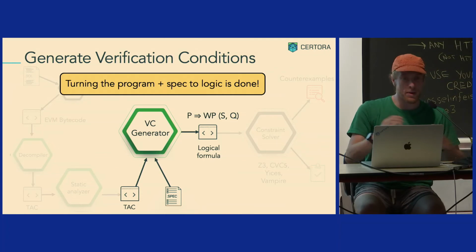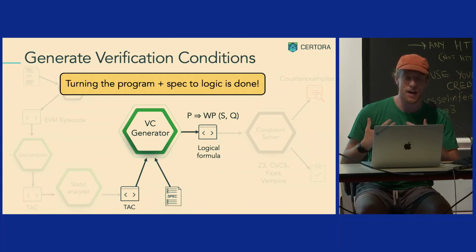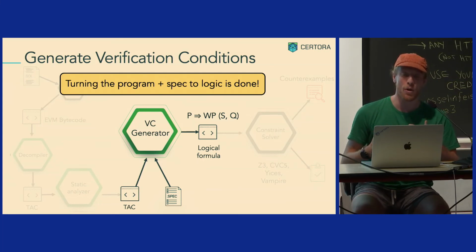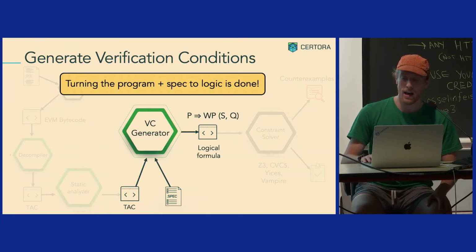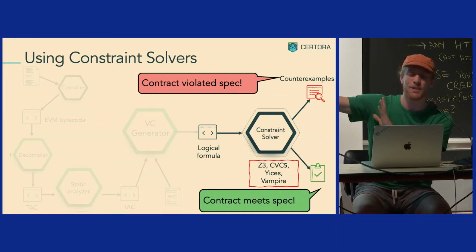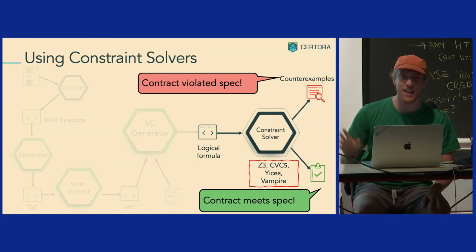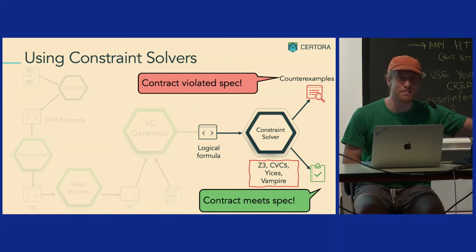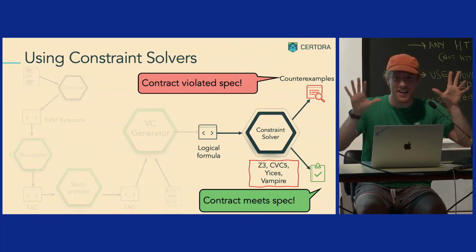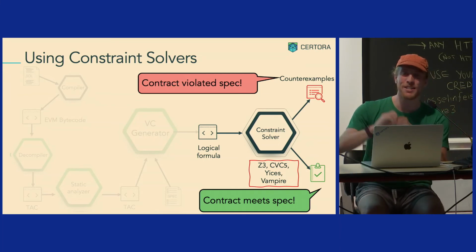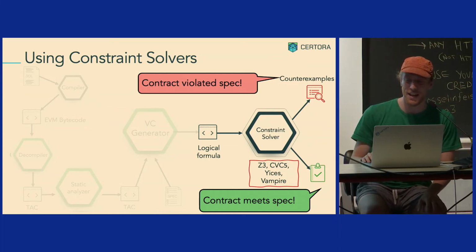So we've gone through the whole pipeline. We've turned the program into this formula and encoded our query in the form of P implies weakest precondition. And then we send it off to like 4 different solvers or more in parallel, and see what they think. Sometimes one is a bit faster on one thing than the other. They all have different strengths. So that's why we just send it off to all of them.